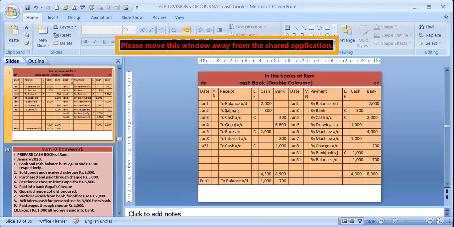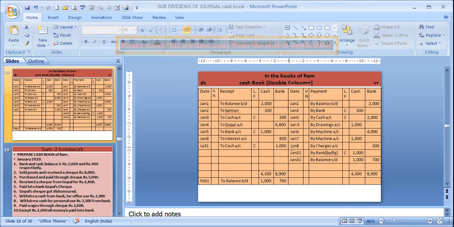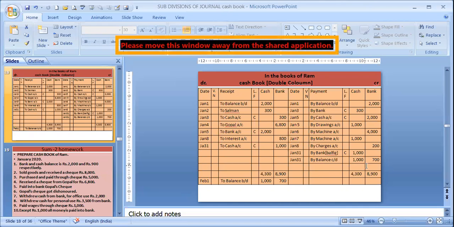Whatever happens to that check, whether I have endorsed it to somebody or deposited it into the bank, whenever the check has gone to the bank and got dishonored, I will again catch hold of Gopal. Actually, I will again make Gopal my debtor. Debtor is increasing, so I write "by Gopal to bank." My bank balance is reducing because of the dishonored check. Dishonored check means the check has been cancelled. So I will write "by Gopal" and the same amount of the check, 6,800. Nothing else is there in this sum.